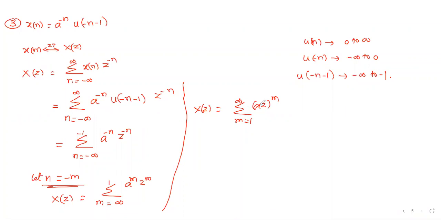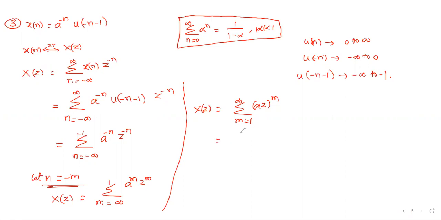Here, if I want to substitute the formula, what is the formula? Summation n equal to 0 to infinity alpha power n is equal to 1 by 1 minus alpha, where mod alpha should be less than 1. If I want to use this one, what is the n range? 0 to infinity. But what is the m range here? 1 to infinity.